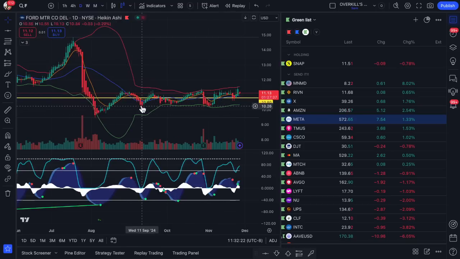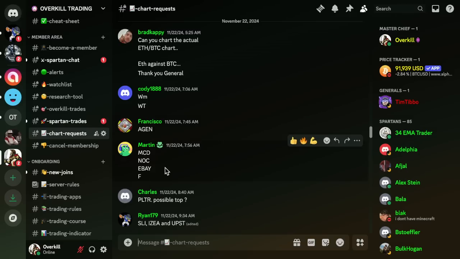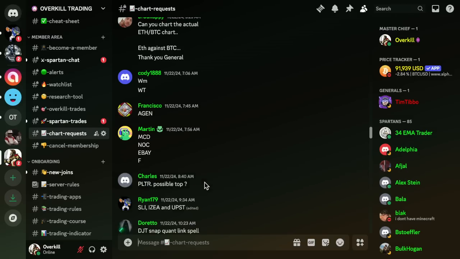This thing's just been consolidating, going sideways. Hasn't been doing much. Okay, hasn't been doing a whole lot. 1080 is going to be the level you want to hold if you're in that name and you're playing a breakout. 1080 is going to be your stop loss. Make sure the dot remains green there on the daily. PLTR, possible top.